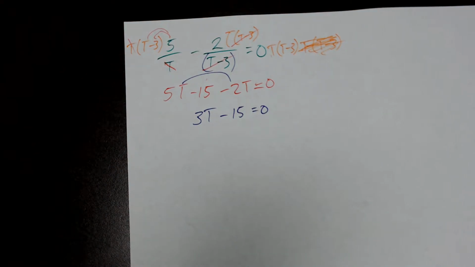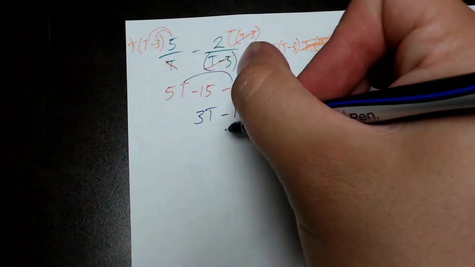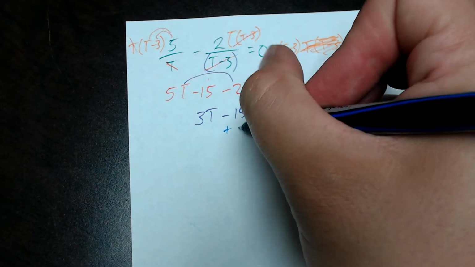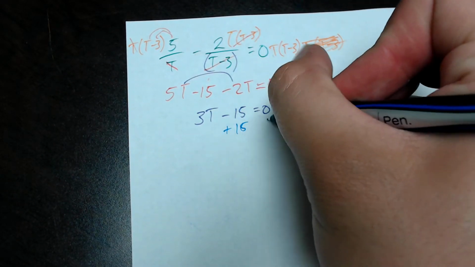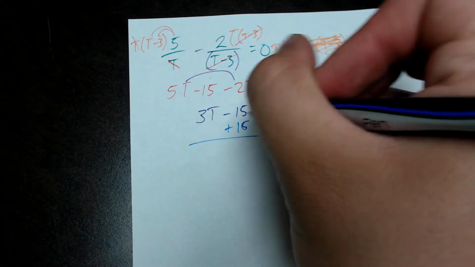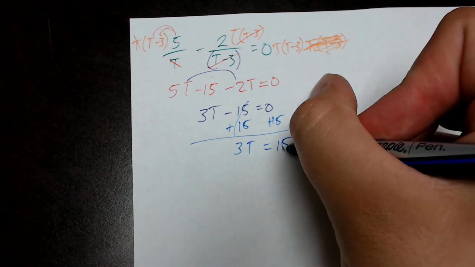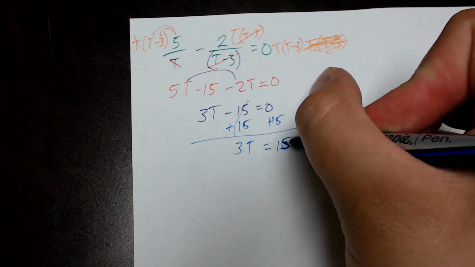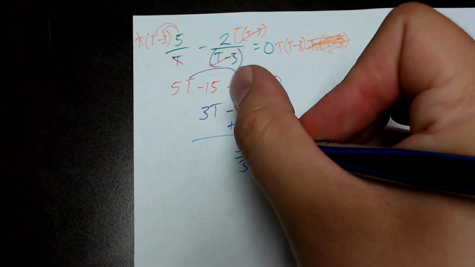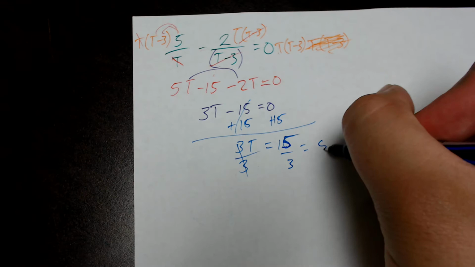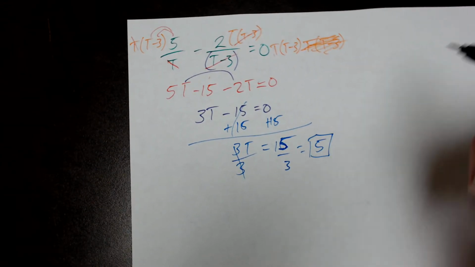From there, I use PEMDAS backwards to isolate the t. So I add 15 to each side. I get 3t equals 15, and then the last step is to divide by 3 for an answer of 5. So t equals 5.